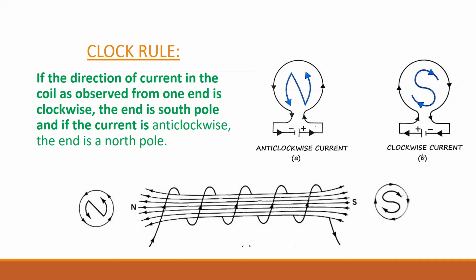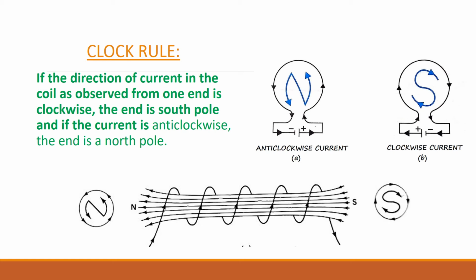Okay, there are two rules that you can employ to determine the polarity of a solenoid. The first one, we have already looked at, that is the right-hand grip rule. Now, the second rule is called the clock rule. Other books call it the clockwise and anticlockwise rule. So let us look at the clock rule.